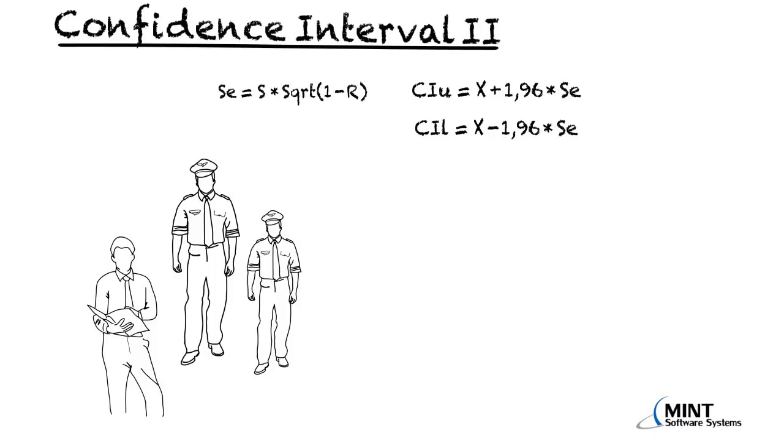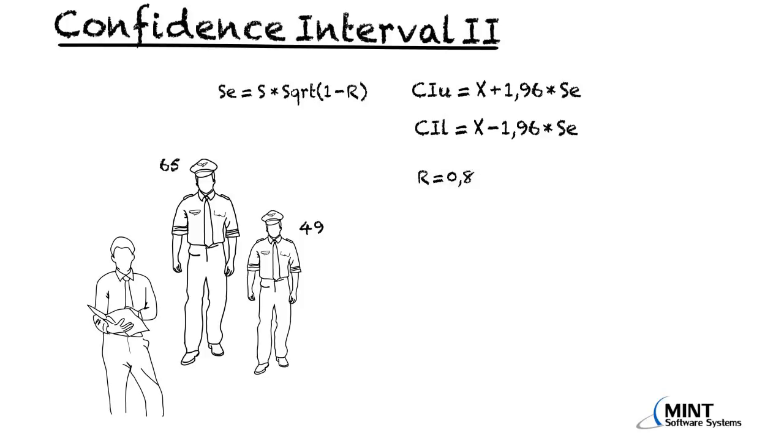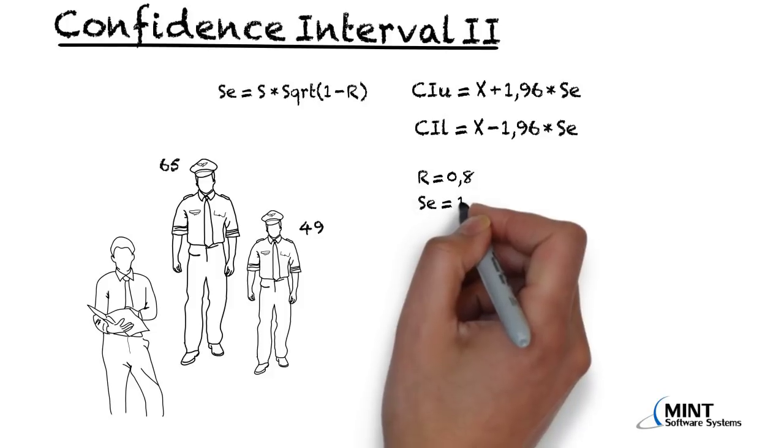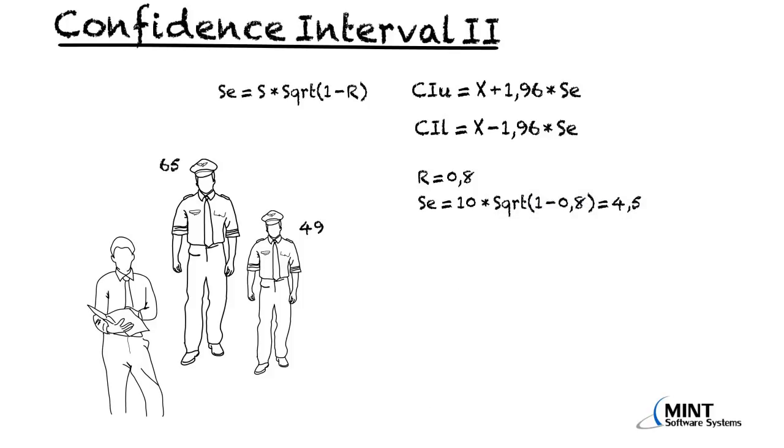Now let's assume in this example that our first officer achieved 65 points on a T-scale and our captain 49 points on the T-scale. And we want to assume that we have a rater reliability of 0.8. Now this immediately allows us to compute the standard error. In this example, the standard error is 4.5. And if we have the standard error, we can see that we are immediately able to compute the confidence intervals for the captain and first officer.